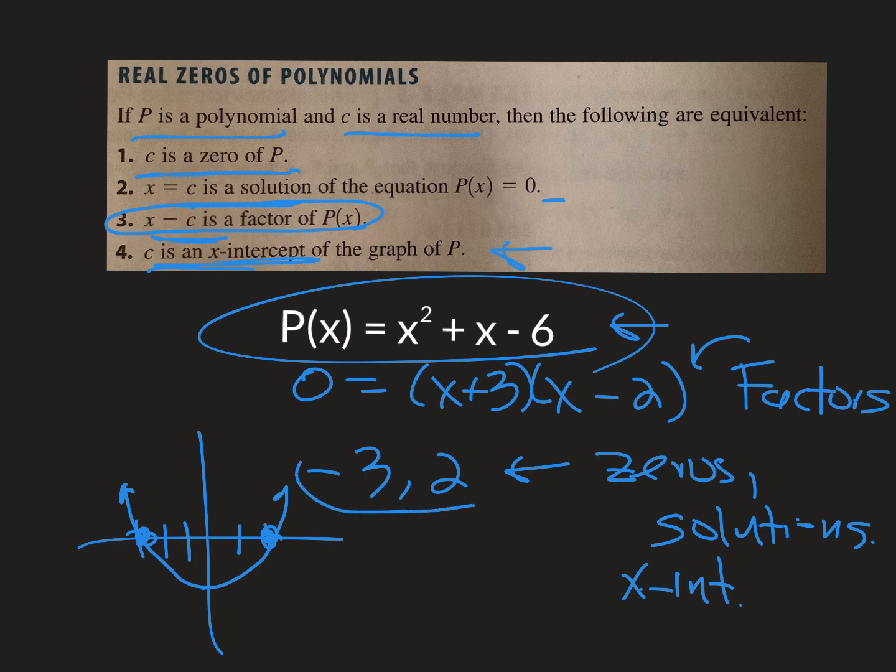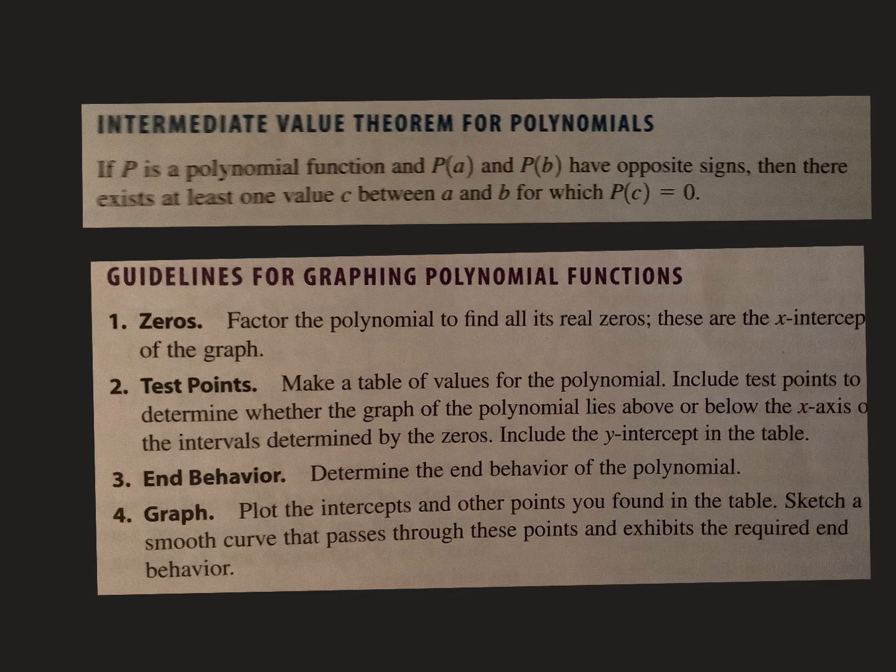The two solutions you get are called zeros, they're called solutions, and they are called x-intercepts, all the same thing. Okay, the intermediate value theorem just says if you plug a into a function and b into a function and they have opposite signs when you work it out, that means there's a zero in between the two. It means there's an x-intercept. There's a solution in between those two numbers if you plug one in and get a positive and one in and get a negative.